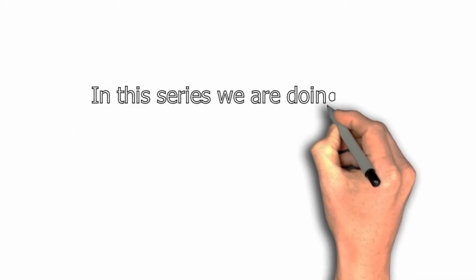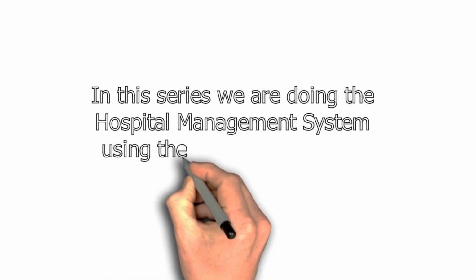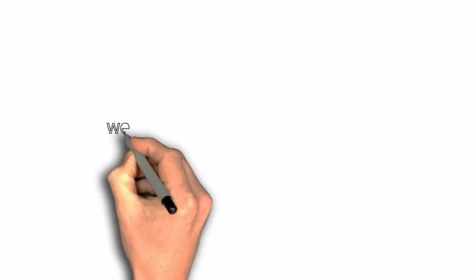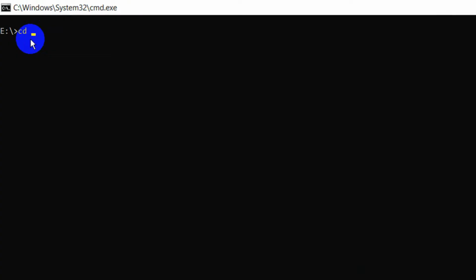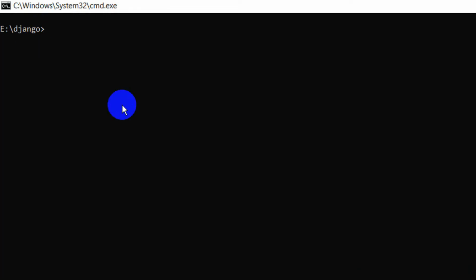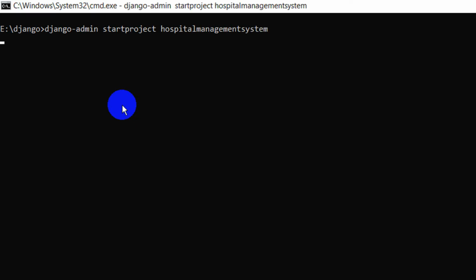In this series, we are doing the hospital management system using the Django framework. After you have installed Django, we are ready to start our project. To start our project in Django, open your command prompt and move to the directory where you want to save the project. Now, the command to start our project in Django is django-admin startproject, space, your project name. In this case, I'll take my project name as hospital management system and click enter.